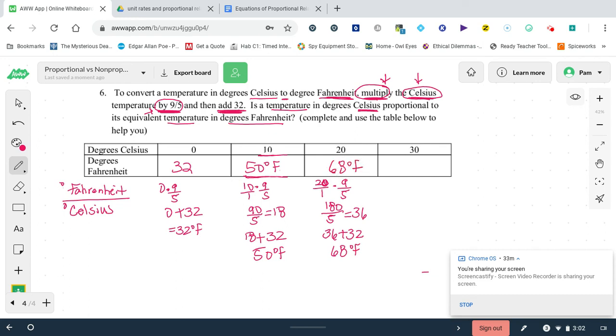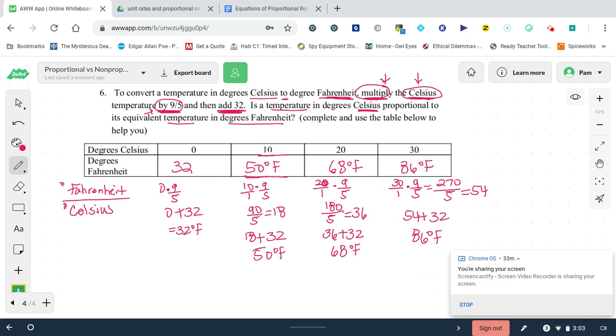All right, let's take a look at the last one. Fill the table in for the last one. You're going to take your degrees Celsius, which is 30, and multiply by 9/5. That gives us 270 divided by 5. Well, what is 270 divided by 5? It's 54. So what are you going to do with that 54? You're going to add 32 to it. So if you add 32 to it, you end up with not 87, but 86. It's not my day, is it? All right, you're going to end up with 86. So that'll be 86 degrees Fahrenheit.